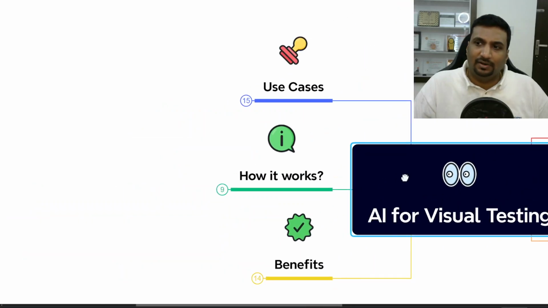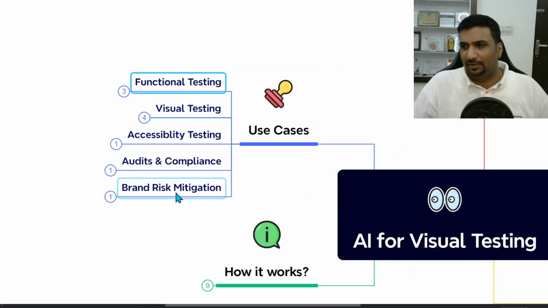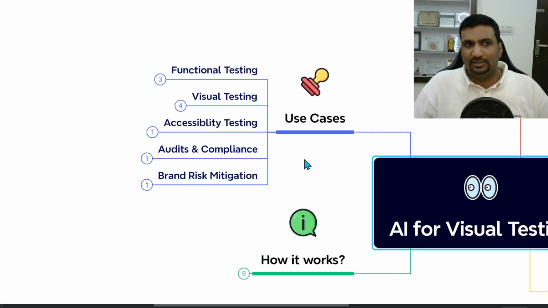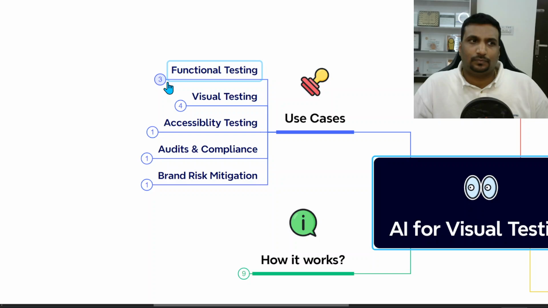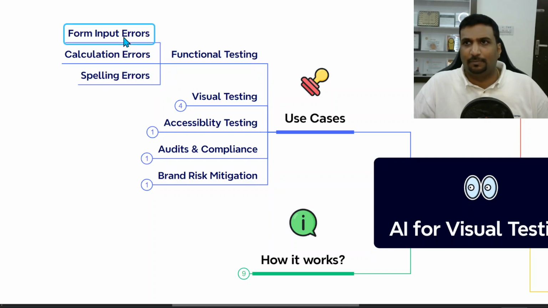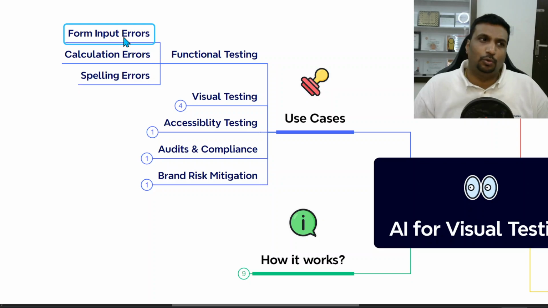Now the last part is use cases, because use cases are very important. It has use cases in a lot of aspects and even more. Companies claim even more, but these are certain areas where I found the use cases to be good. First is functional testing. For example, form input errors, calculation errors, spelling errors, all that can be tested through Visual AI. It could highlight areas where it sees a wrong spelling, for example in the English language, and then the user can quickly check and mark and reject. So it's a good tool for doing that.